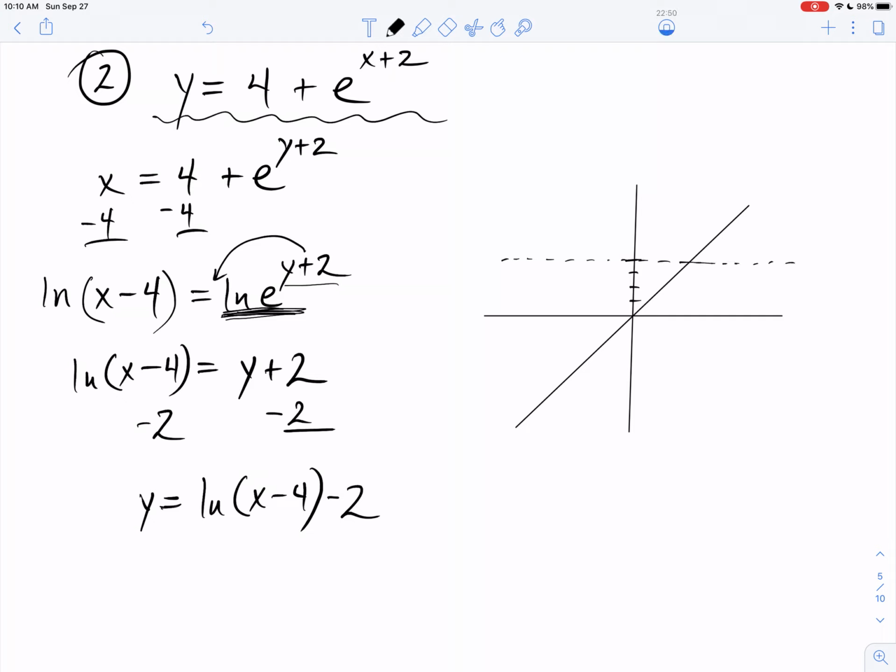And then they want me to go left 2, and then 1 unit above my asymptote would be that locator point. And I would say this graph should look like this. All right, that's what it should look like. Let's graph this one here.